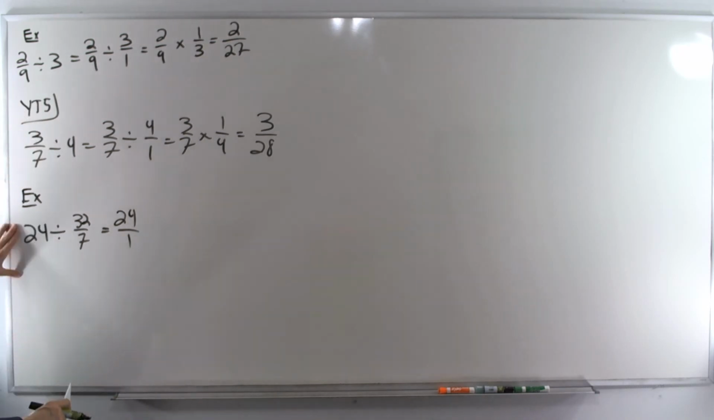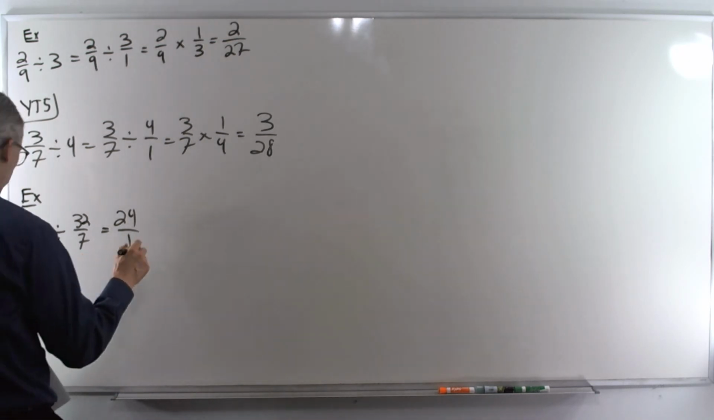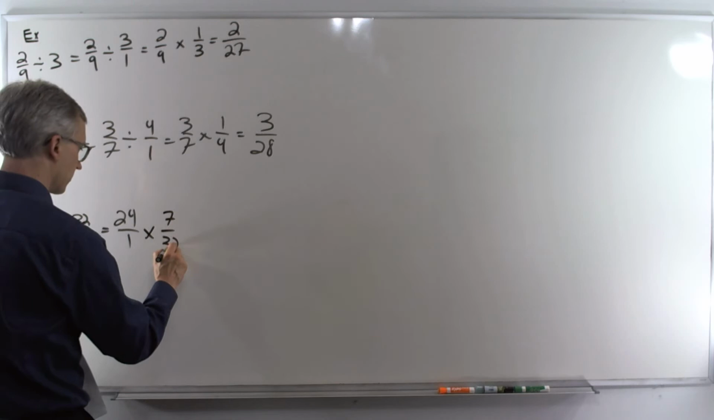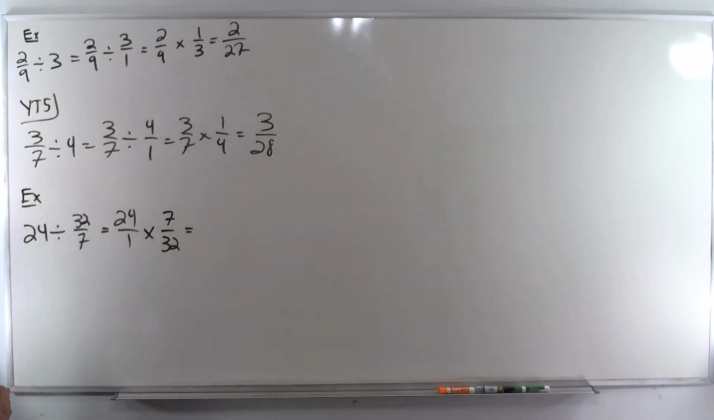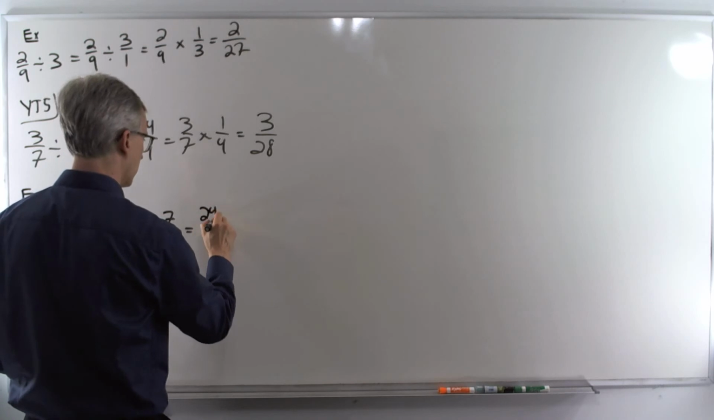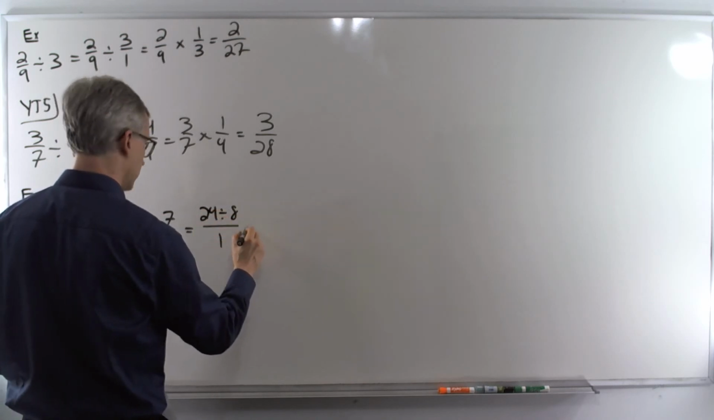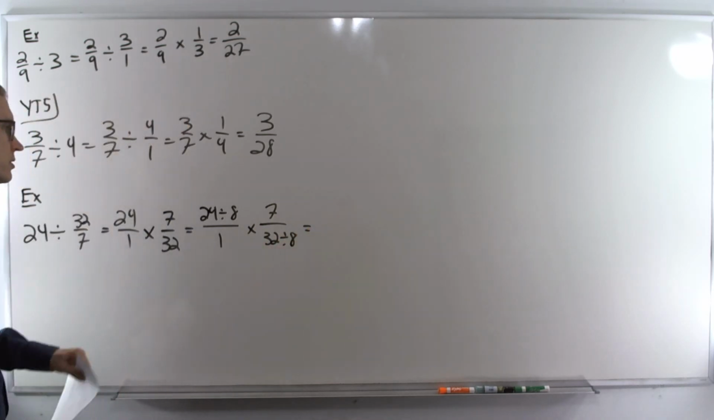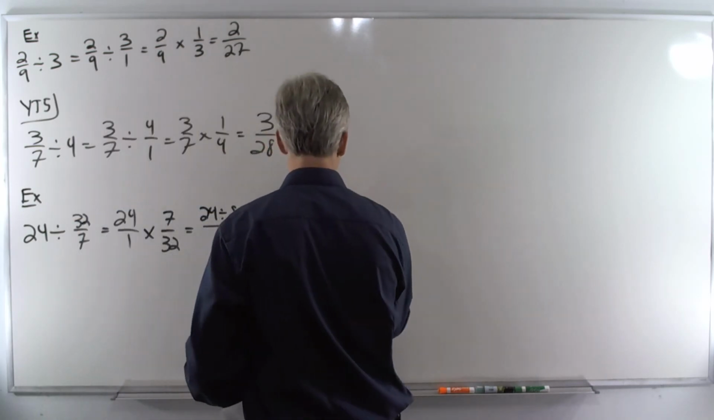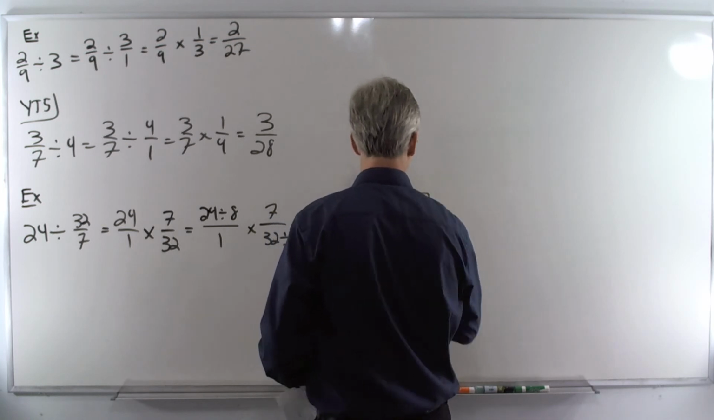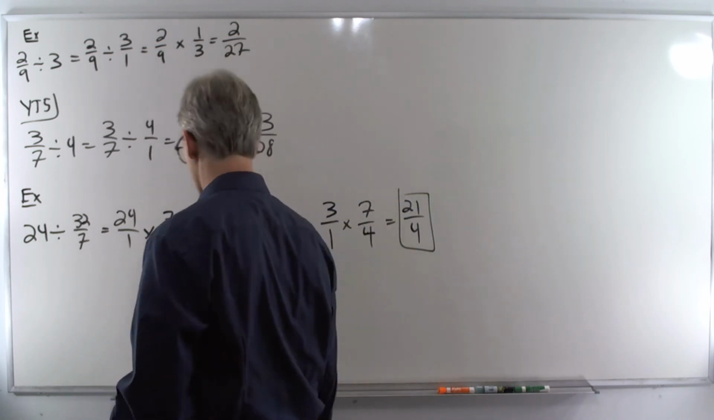Works the same if the whole number is in the first position, except we aren't going to flip that over. We're going to flip over the second one. Right now we have a common factor here of 8. So I'm going to divide 24 by 8 and 32 by 8. So we got 3 here and 4 here. And that gives us 21/4.